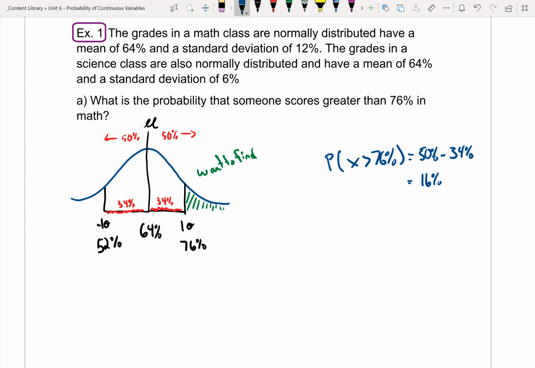So that means that everything in green, or everything above scoring 76% on the test, works out to be 16% of the data, or the probability of 16%. So therefore, 16% of students score higher than 76%, because that's the area underneath the curve.